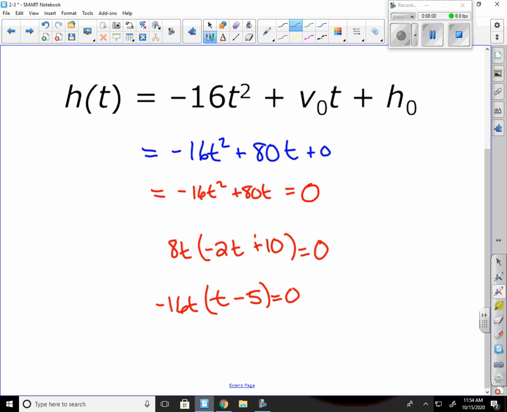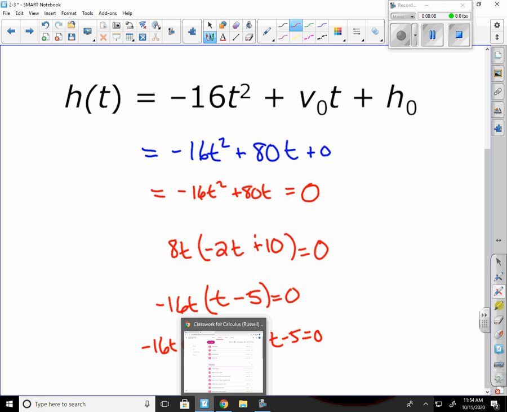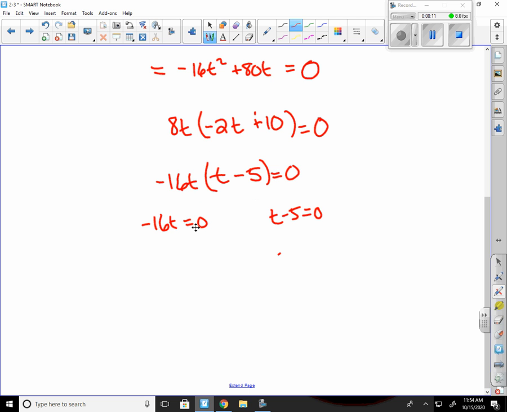Now I can break these two up. Negative 16t equals 0. t minus 5 equals 0. And now I solve. Divide 0 by negative 16. That's just t equals 0. Add the 5 over to the other side. That's t equals 5. What does this tell us?